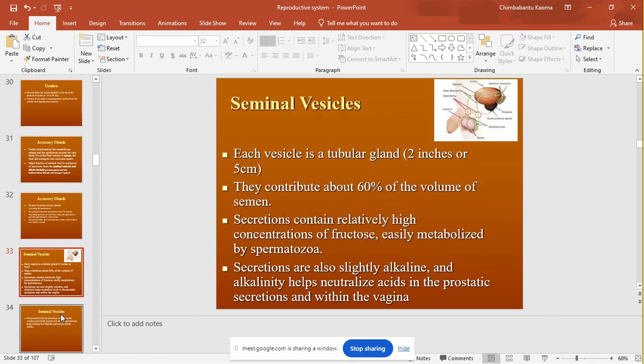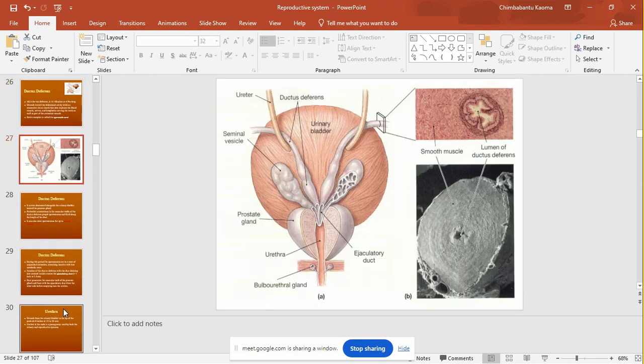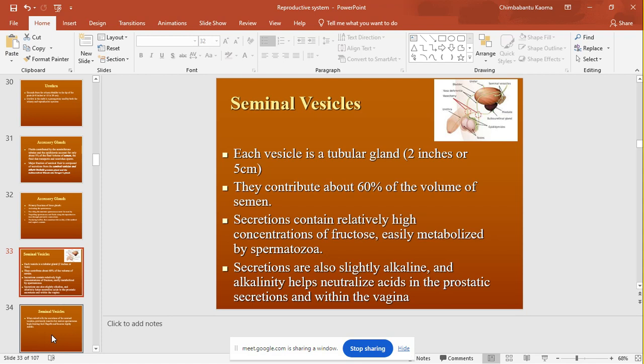So we'll start with the seminal vesicles. You may remember the seminal vesicles. So we are basically talking about these two glands. There are two glands just at the back, posterior and inferior surface of the urinary bladder. So these seminal vesicles are said to be about 5 centimeters in length. They are said to contribute about 60% of semen or ejaculate.